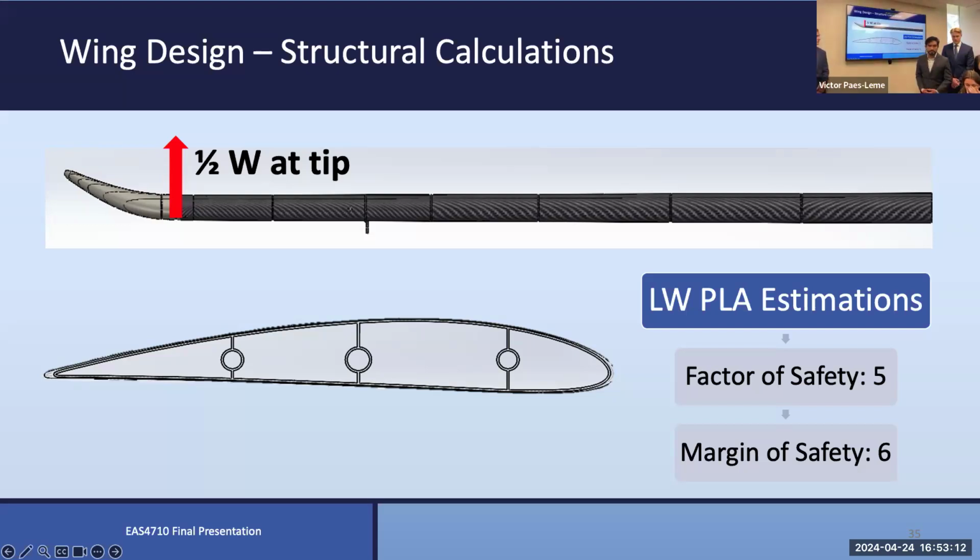Okay, so what you're saying is if you apply a 5G load, your factor of safety on your 1G load that you would apply is 5, right? So a 5G load, half of 5 times the weight at the tip of the wing, and then you show a margin of safety of 6 on that loading condition.